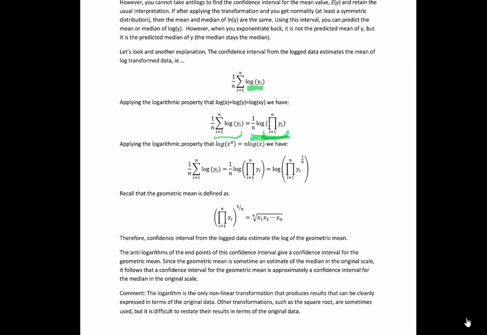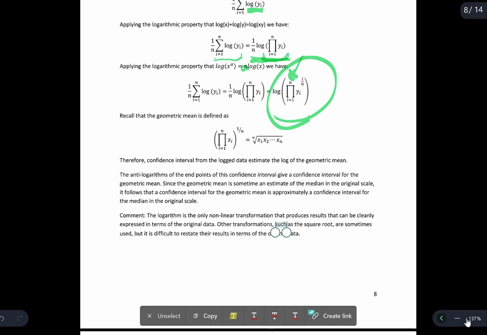But we also have the property that the log of x to the a is equal to, and I'll fix this in the notes, that should be a times the log of x. We have the following. This piece right here is what is known as the geometric mean. So really, and by this piece I mean the inside here, the confidence interval from the log data is estimating the log of the geometric mean. So when you exponentiate both endpoints of that confidence interval, what you're really getting is a confidence interval for the geometric mean, not the usual mean that we think of.